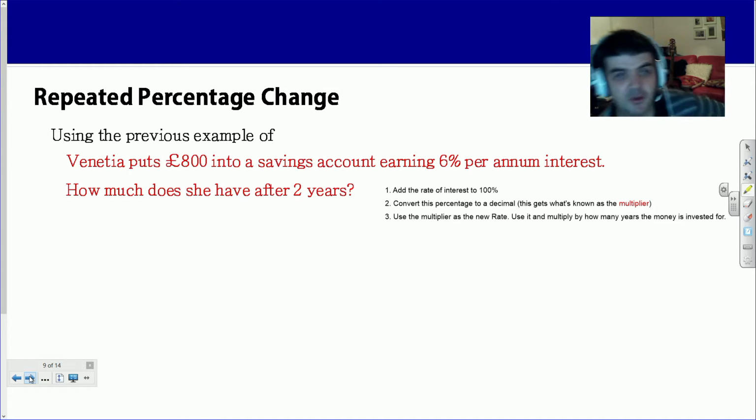Venetia puts £800 into a savings account earning 6% per annum interest. How much does she have after 2 years? So we already know what the answer to this is. We've looked at it previously. Let's see how it's done using this new method, and we'll follow the steps.